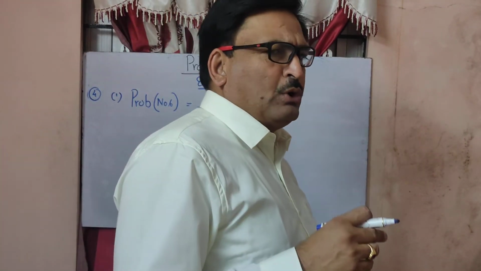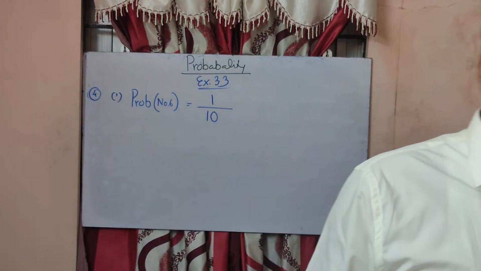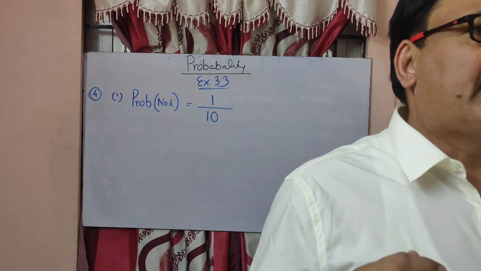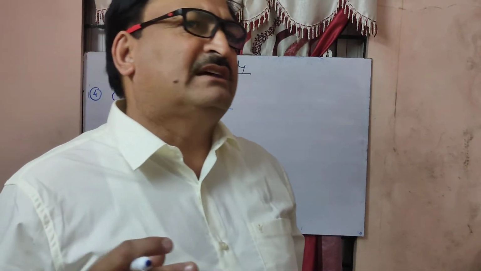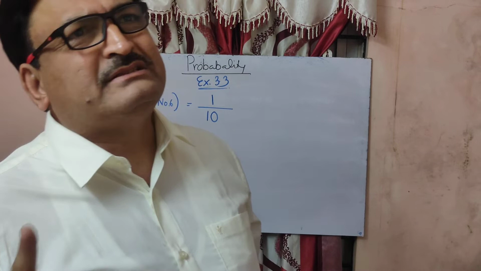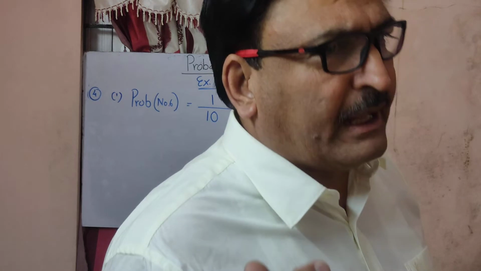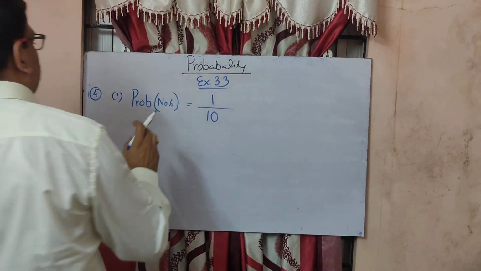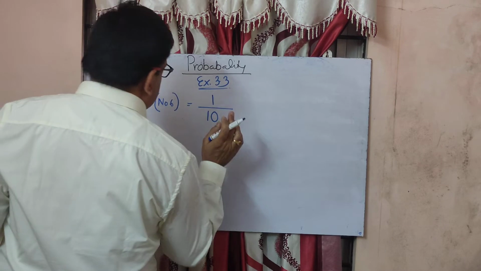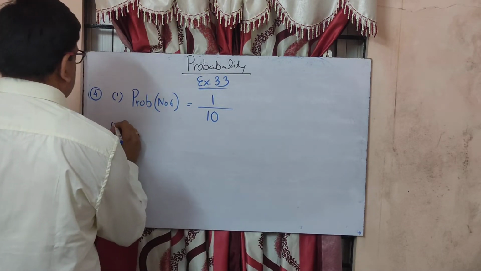You don't know which number could come. If you tried 10 times, you may get it, but out of 10 chances, you may get 6 only once. It cannot happen twice, thrice, or 4 times. It can happen only one time, that is 1 upon 10. So the probability of getting number 6 is 1 upon 10. That's it. Now the second question.